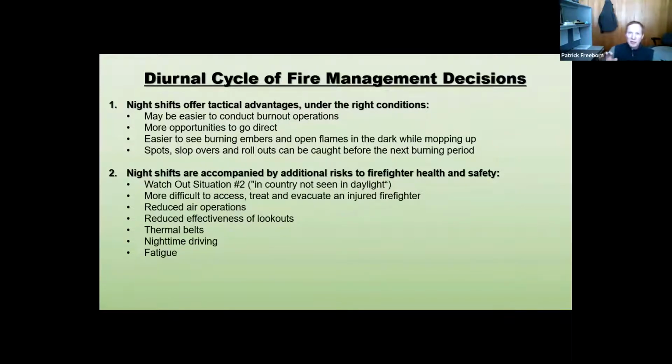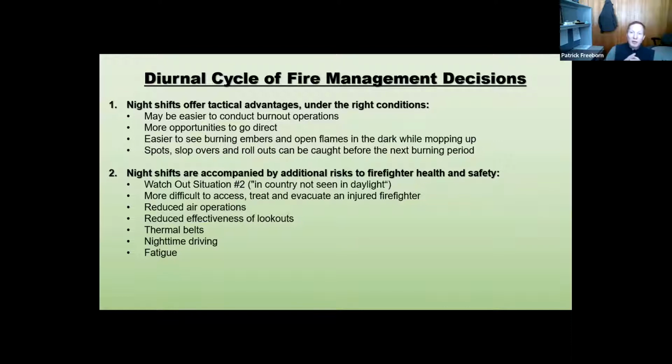There are tactical advantages to conducting nighttime operations. With those cooler temperatures and higher RHs, it may be easier to conduct burnouts. You may have more opportunities to go direct. If you're mopping up, it may be easier to see the embers and the open flames. And it's always good to be able to catch those spot slopovers and rollouts before the next burn period.